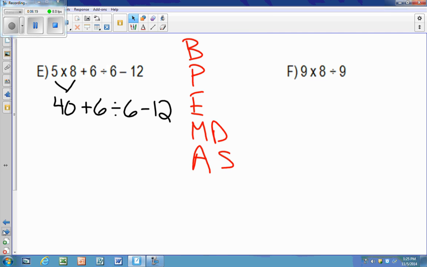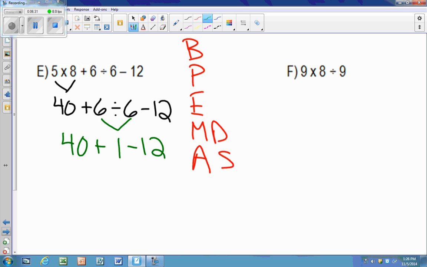And then I look again, and I'm still on my multiplication and division line, and I see there is a division problem in there, so 6 divided by 6 is 1. So then I write everything around it that I don't use right away, and so now I can still use it. And now I move on. There is no more multiplication and division, so I'm moving on to addition and subtraction.